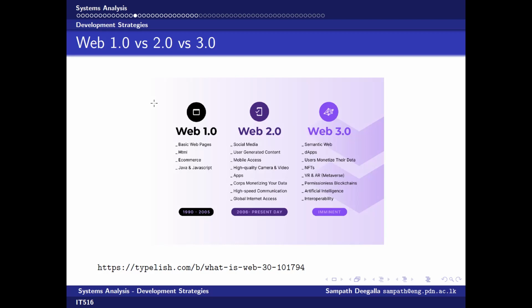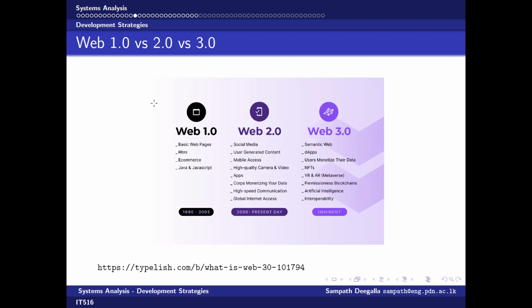Now, in version 2, the main things we highlight are social media, user-generated content, mobile access, high-quality camera and video, and we talk about a lot of apps, right? And corporations monetizing our data, like people using a lot of our data to get a margin and a marketing edge over competitors, and high-speed communication and global internet access.